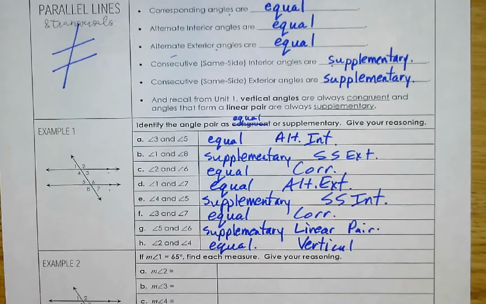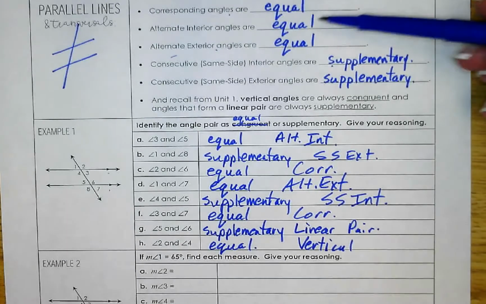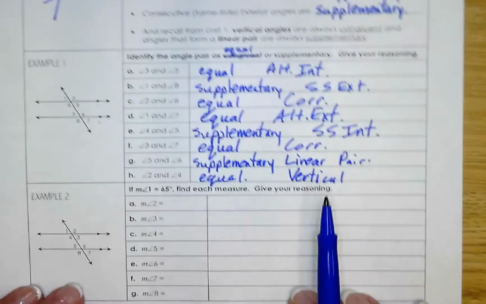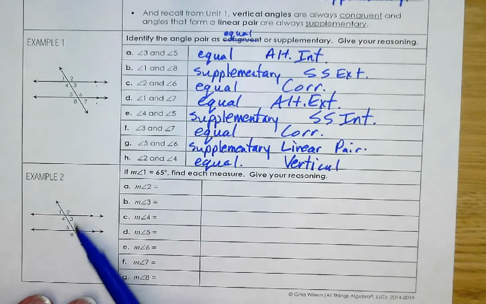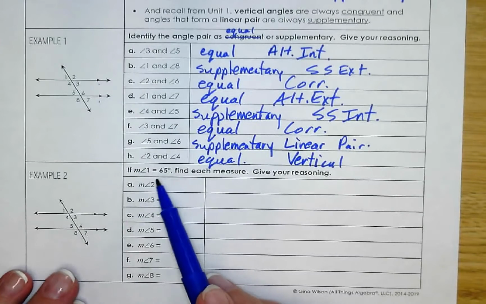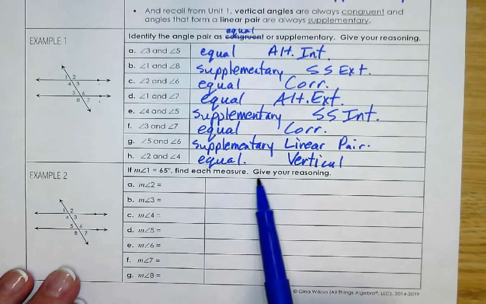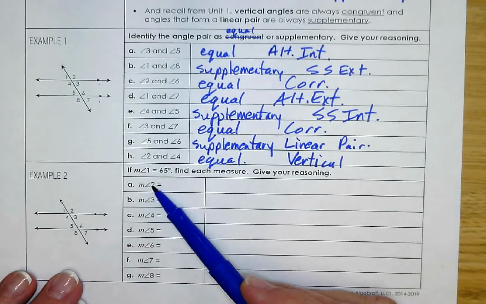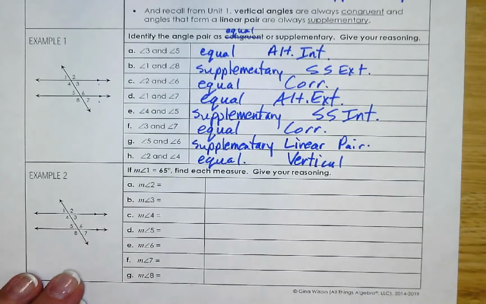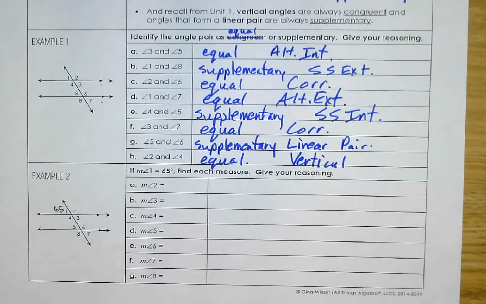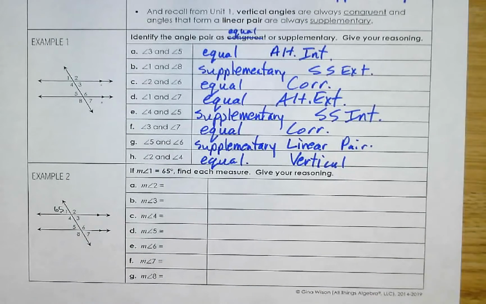That's why I focused yesterday on being able to identify what angle pair we have, because once I do that, then I'll know exactly what the relationship is. If I look at example 2, I can see that this is basically the same picture as in example 1, and they're telling me angle 1 is 65, and to find each measure. So that means angles 2 through 8 we need to find. So I'm going to put on my picture angle 1 is 65.